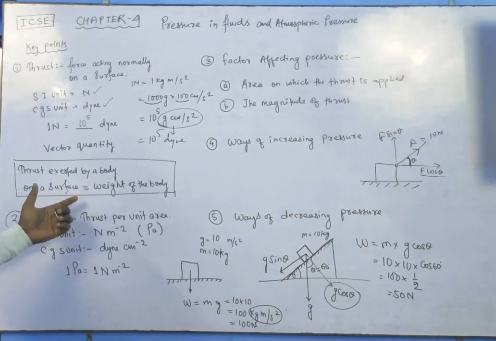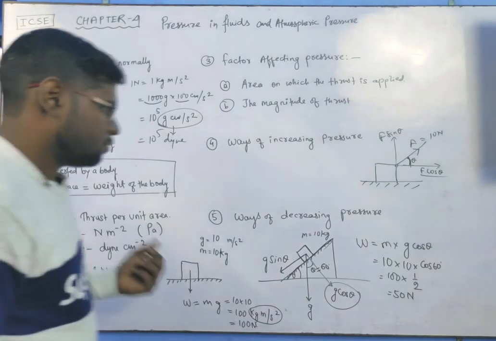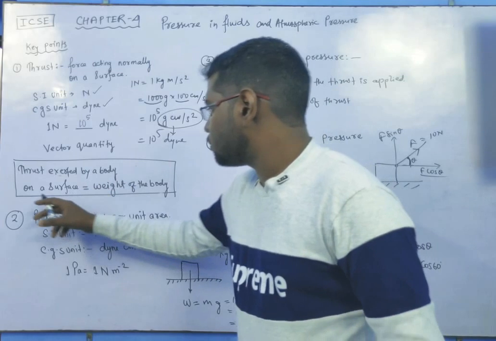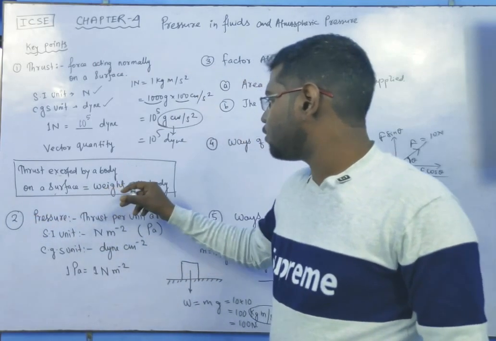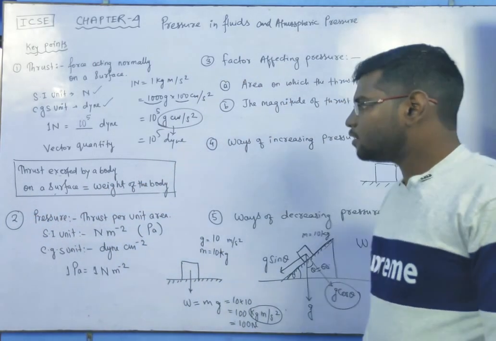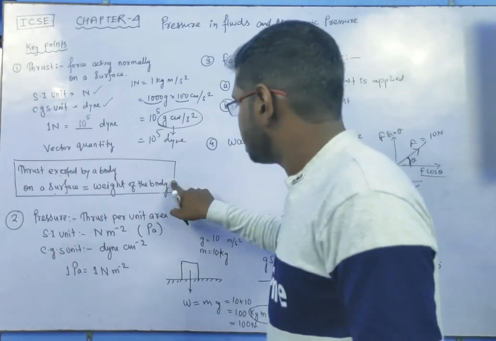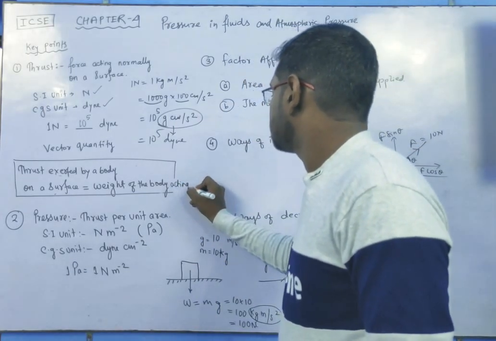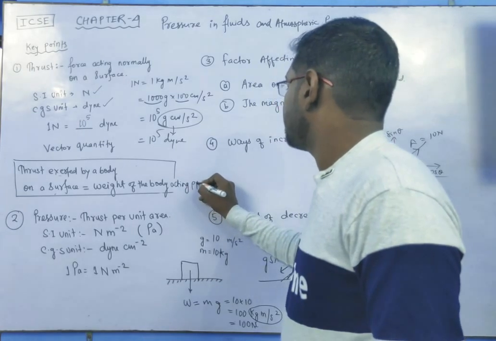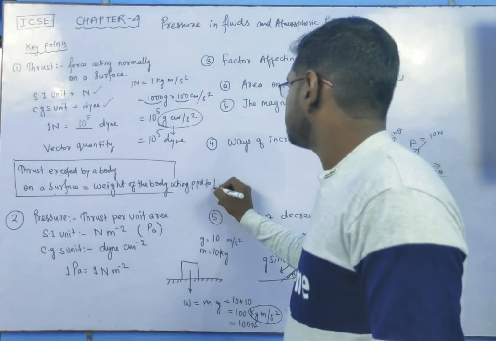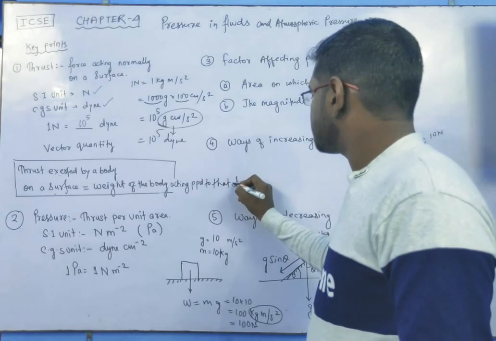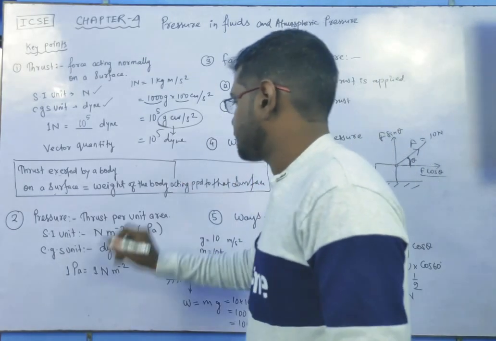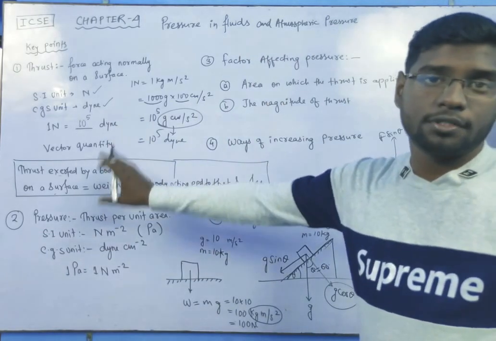So here you can look at the formula: thrust exerted by a body on a surface is equal to the weight of the body. Here you can add something: the weight of the body acting perpendicular to that surface. You can add this. Okay, so I hope you understood the thrust.